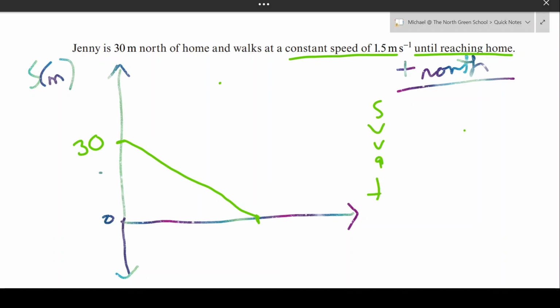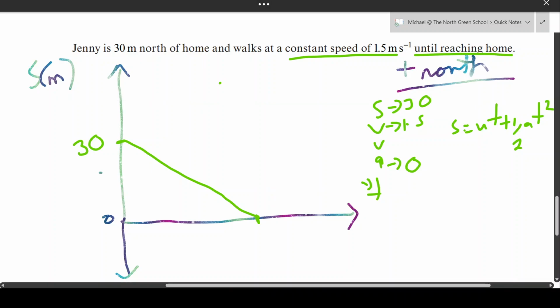So the displacement, the distance she needs to cover is 30. Her constant speed is 1.5, and constant means acceleration is 0. Anything else we need? No, we need to find the time now so that we can label that part. So let's use S equals UT plus a half AT squared. This is quite a commonly used formula when you're working with your graphs. So then we'll have S, which is 30.